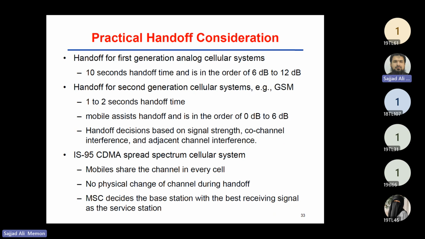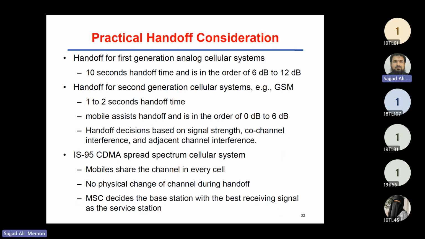Handoff for first generation analog cellular systems takes about 10 seconds, and it is in the order of 6 dB to 12 dB. Handoff for second generation cellular systems, for example GSM, takes again 1 to 2 seconds, so the time is reduced. It is mobile assisted handoff, and it is in the order of 0 to 6 dB. That is the power drop from the time it is started up to the point where it ended. The handoff decision is based on signal strength, co-channel interference, and adjacent channel interference.